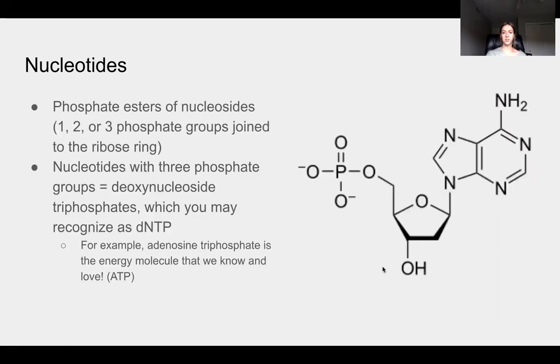So nucleotides, as you can see, we have pretty much the same structure here, but we have our phosphate that is esterified on here. So you can have 1, 2, or 3 phosphate groups joined to the ribose ring. Nucleotides that have 3 phosphate groups are commonly called dNTPs or deoxynucleoside triphosphates. So if you put any nucleoside in there, like adenosine, with 3 phosphate groups, that would be ATP, so adenosine triphosphate. Now you can kind of see where that naming comes from and know a little bit more about the structure of ATP.